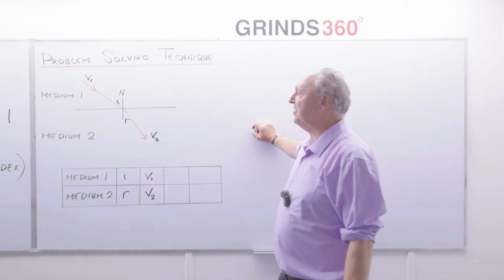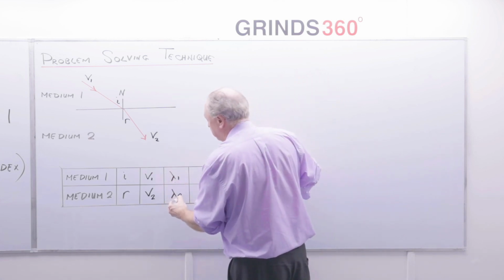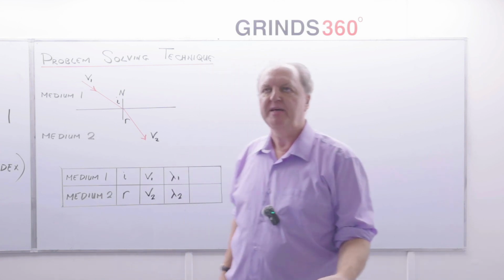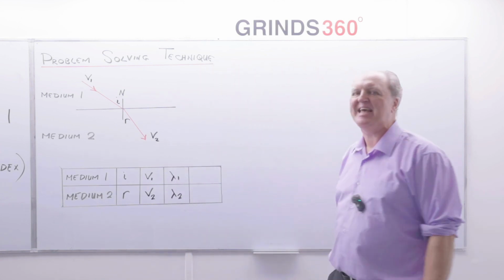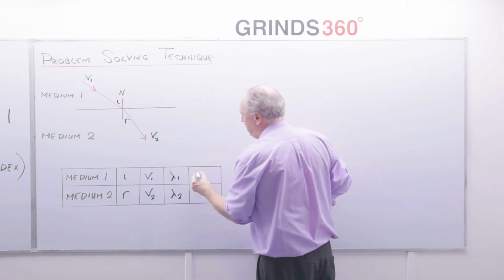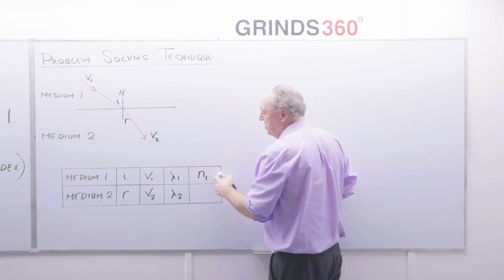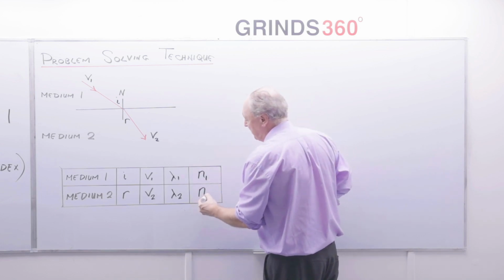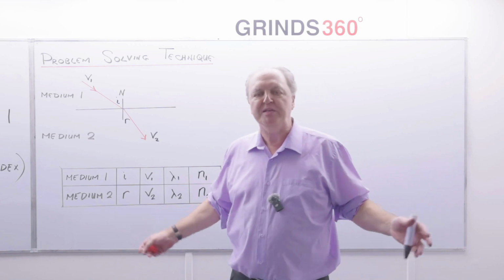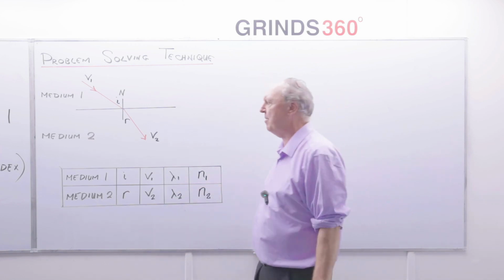You may be given the wavelengths. The wavelengths are lambda 1 and lambda 2. Now, a fourth thing you may be given, which we haven't done yet, you may be given the refractive indices of the materials. You may be given the refractive index of medium 1. I'll call that N1, but it means going from air into medium 1. And I may be given the refractive index of medium 2. There are 4 possibilities, 4 things you may be given. There's only 2 that you actually need to solve a problem.